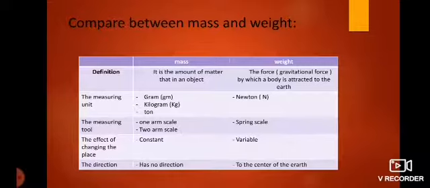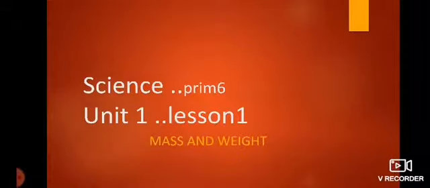So, let's say the comparison again. The mass is the amount of matter in an object, but the weight is the force by which the body is attracted to the earth. The measuring unit of mass is gram, kilogram, ton, but the measuring unit of weight is Newton. The measuring tool of mass is the one-arm scale and two-arm scale, but the measuring tool of weight is the spring scale. The mass is constant, but the weight is variable. The mass has no direction, but the weight has a direction to the center of the earth. Okay.